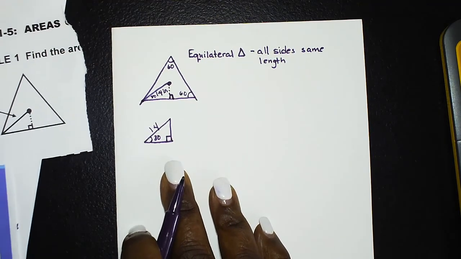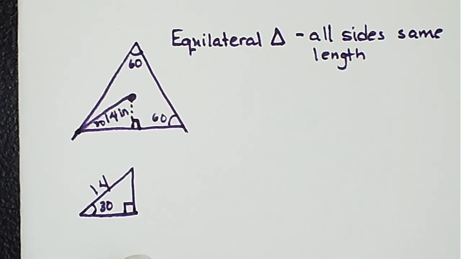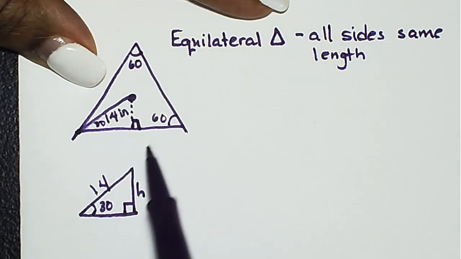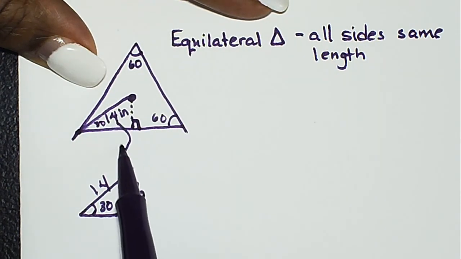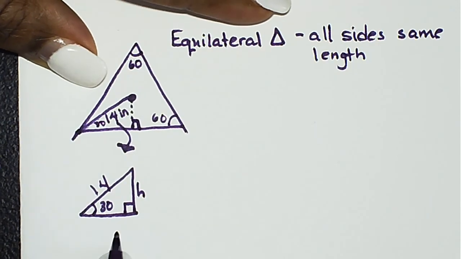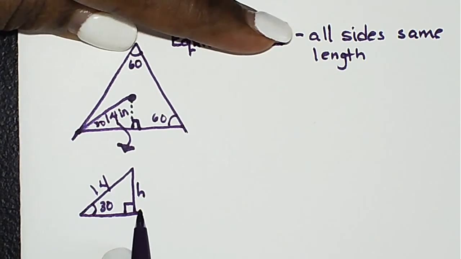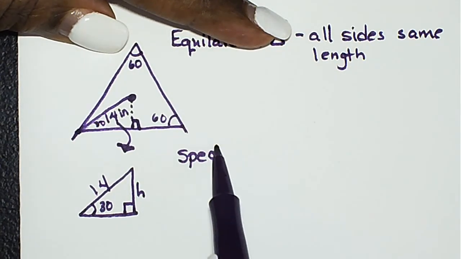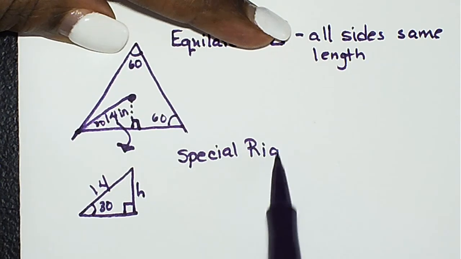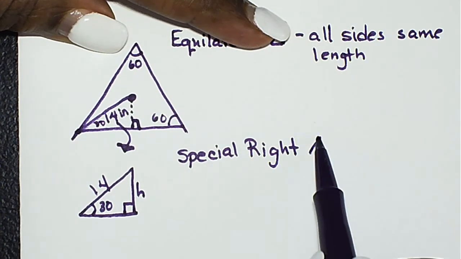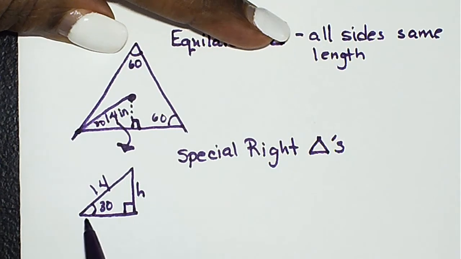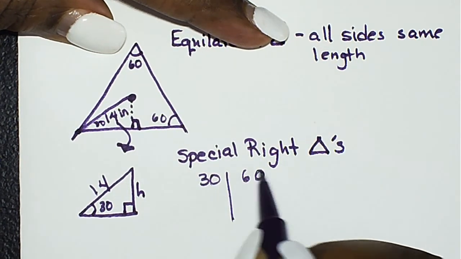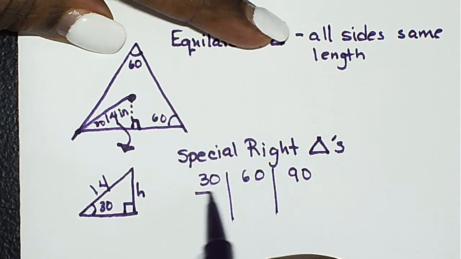How do you determine the measure of the height of this smaller triangle? So I'm super zooming this right here so we can break it down. How do you determine that? Well, this is a special right triangle. And if you need more help on special right triangles, you need to look up some YouTube videos on dealing with special right triangles. And this one is a 30, 60, 90. So there's something special about 30, 60, 90 triangles.